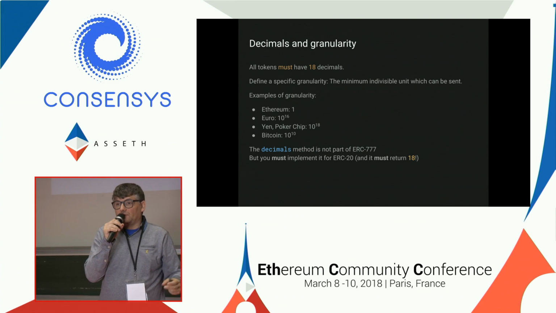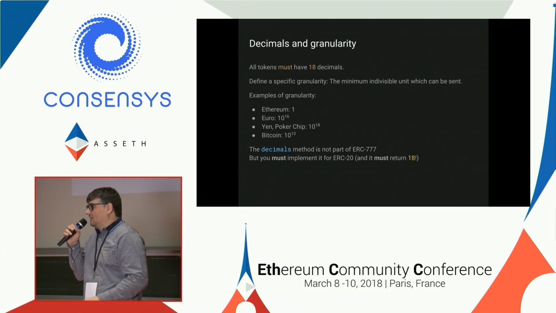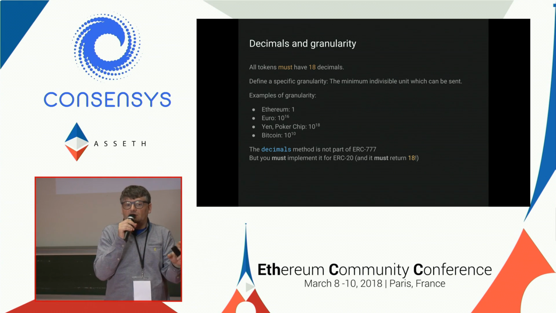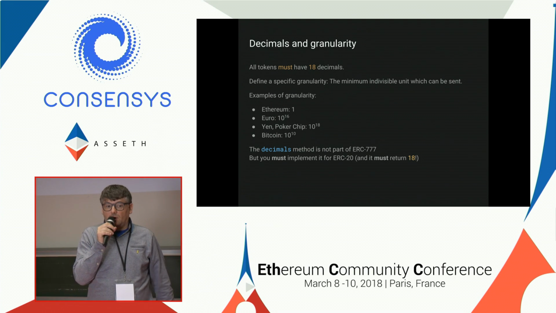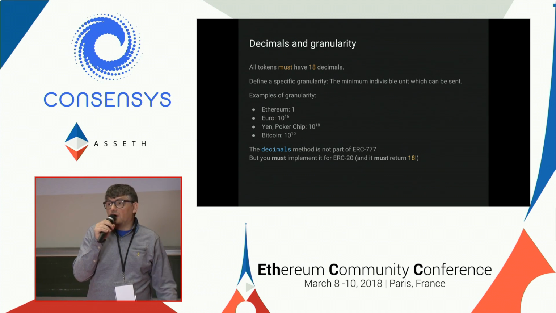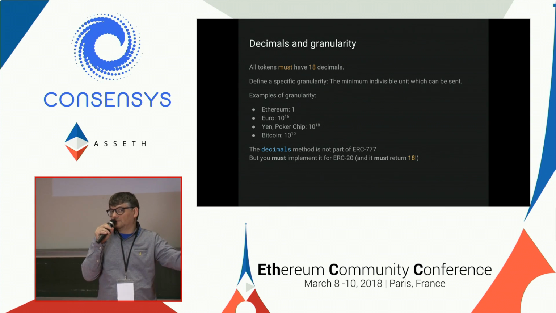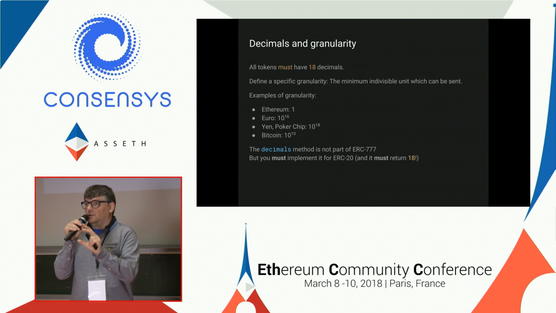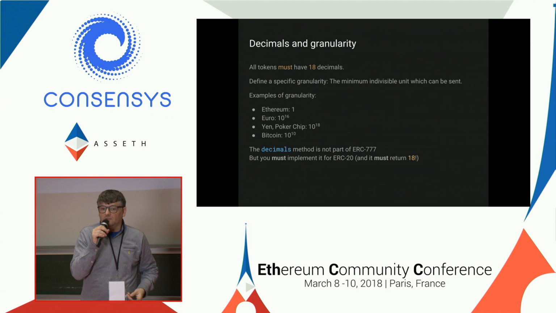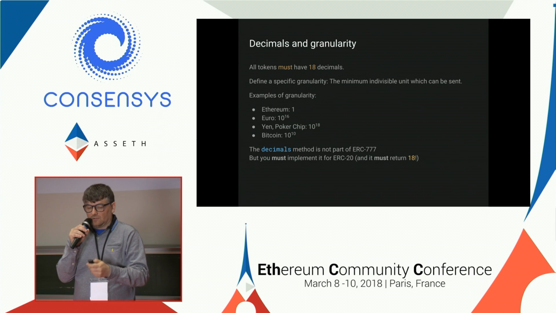If you have something that's not divisible, like a poker chip or an egg or whatever, it's going to be 10 to the 18. That's the minimum divisible part. Bitcoin would be 10 to the 10, so you have 8 decimals. So that would be the example. And I think this is much more clear. It's much more flexible because you have this granularity, and it's much easier for the end user to just know that this is 18 decimals.